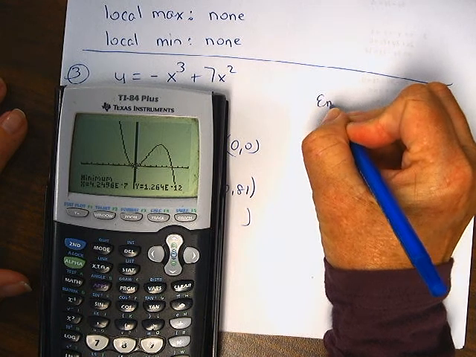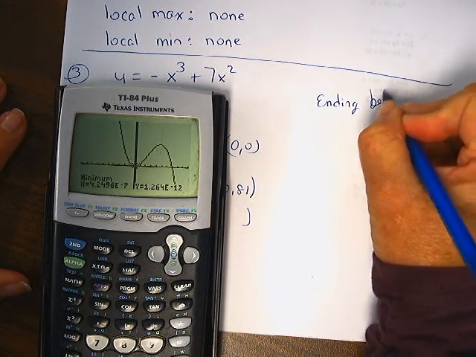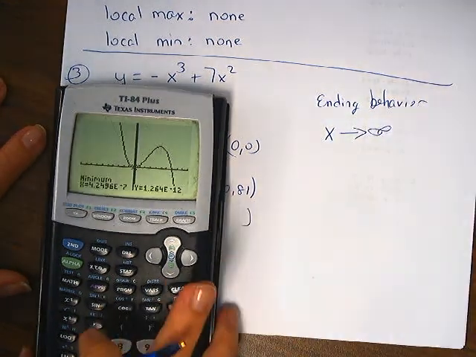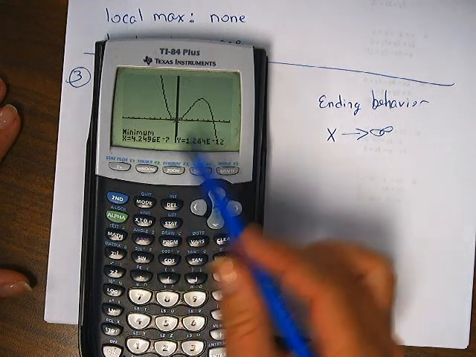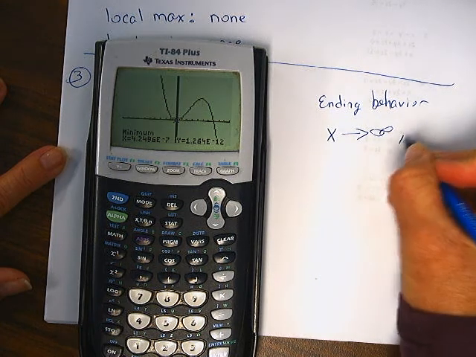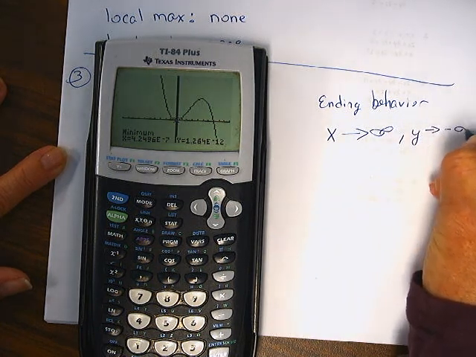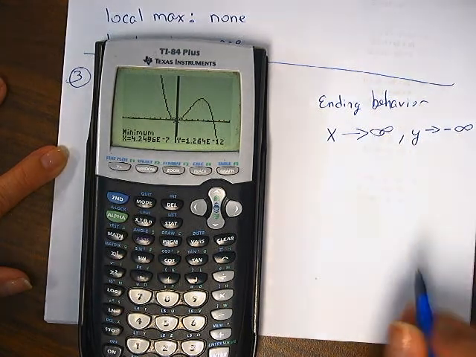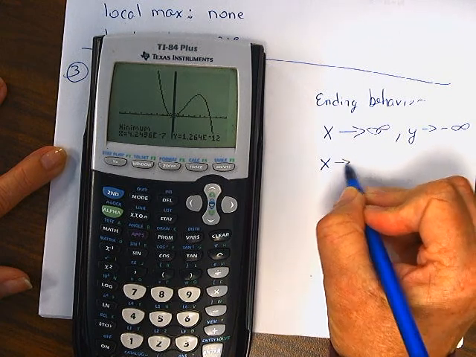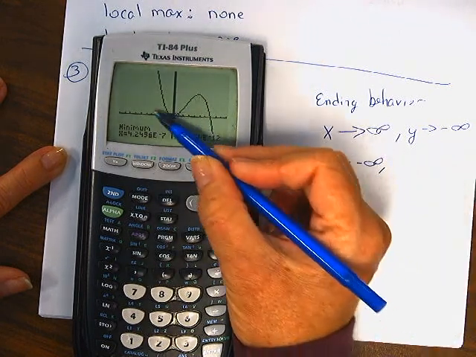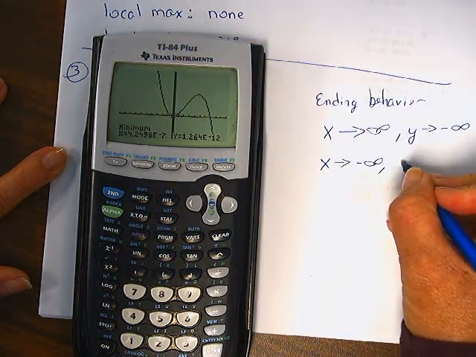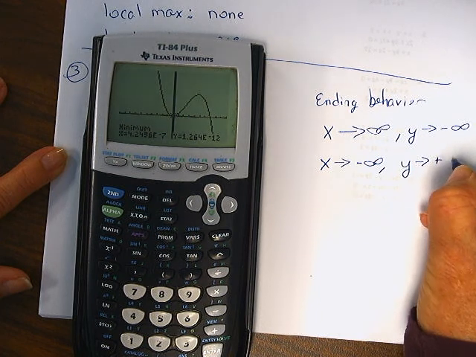Okay, last thing we want to find on this guy is our ending behavior. So as x approaches infinity, so as x gets bigger, what is y doing? Ooh, look at that. Y is getting smaller as x gets bigger, correct? So y approaches negative infinity as x approaches positive infinity. The second thing we always want to look at is as x approaches a negative infinity. So as x gets smaller and smaller, what is y doing? Look at that. It's getting bigger and bigger. So y approaches positive infinity.